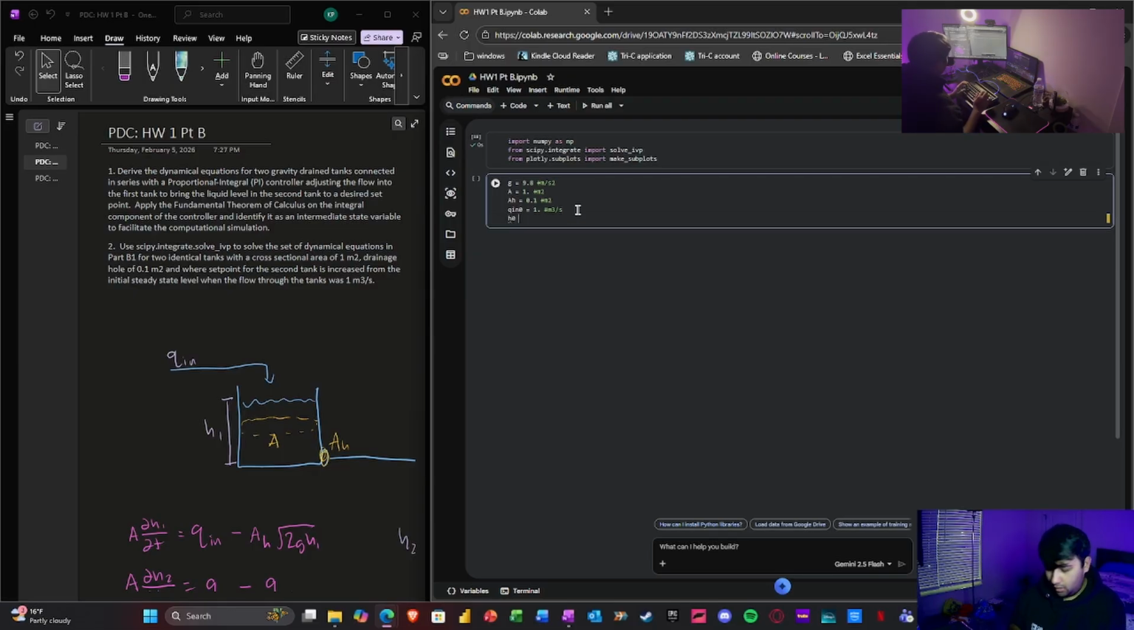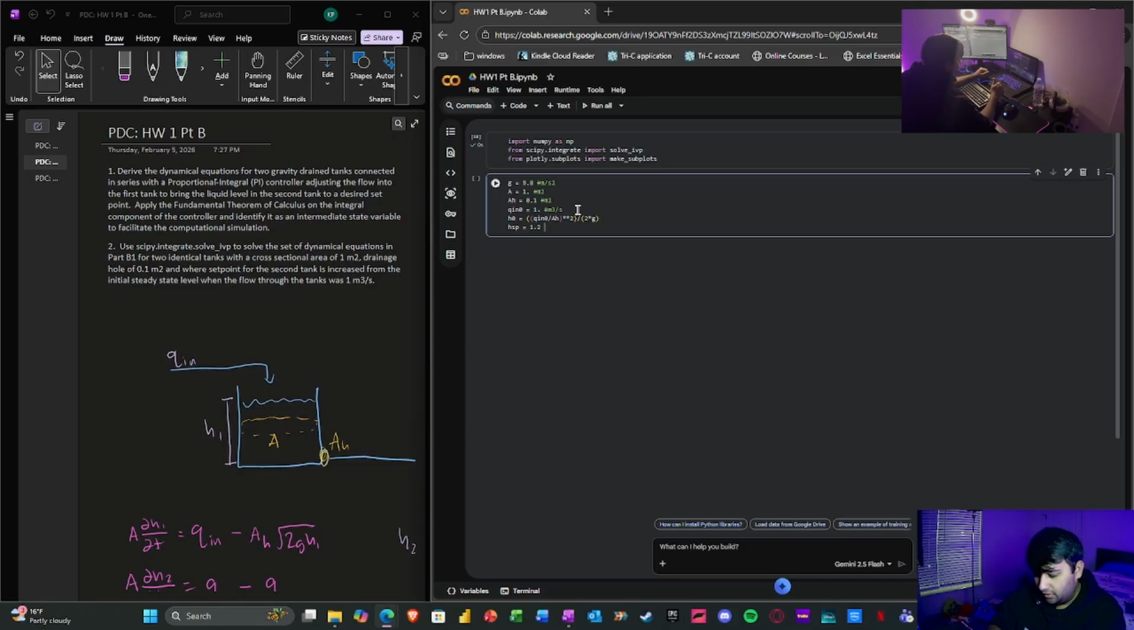And then we also want to define what our H naught is, and we found this from doing a derivation in part A. So we found this to be Q initial divided by A_H. We will square that, and this will be divided by 2 times g. And then we can find our set point after that, which is 1.2, just 20% higher than our initial steady state, which is what part A had us solve for.